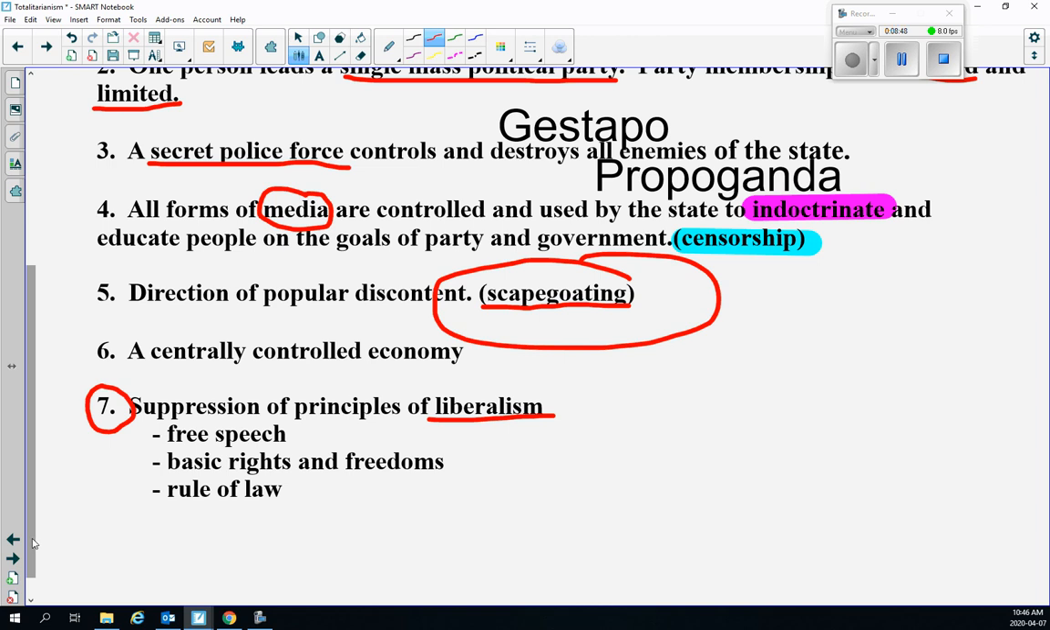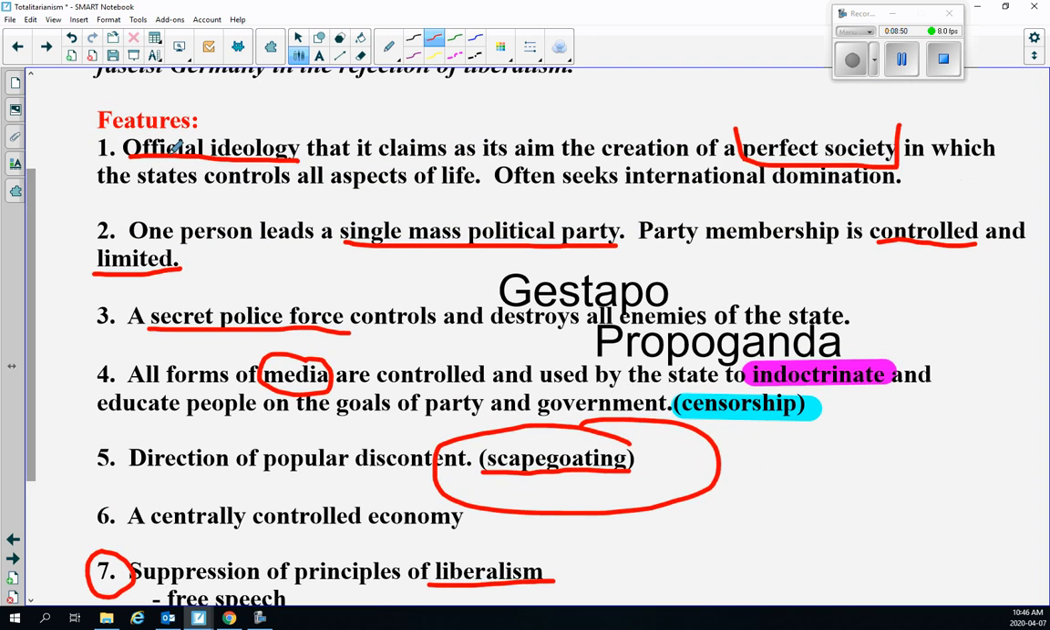So these regimes don't happen often because there's a lot that you've got to accomplish. And the tough one would be controlling the media today. Hard to do. So there aren't many totalitarian regimes out there. There's a lot of dictatorships, but very few get to this level.